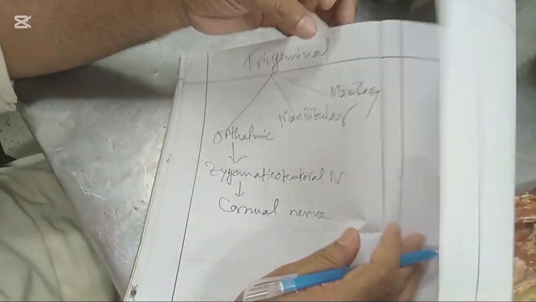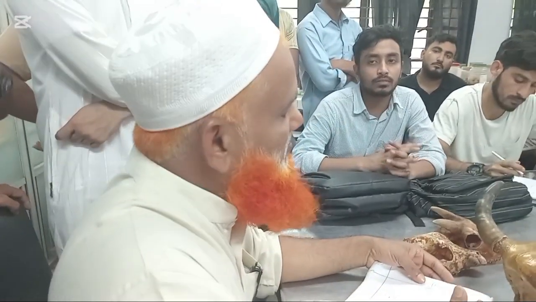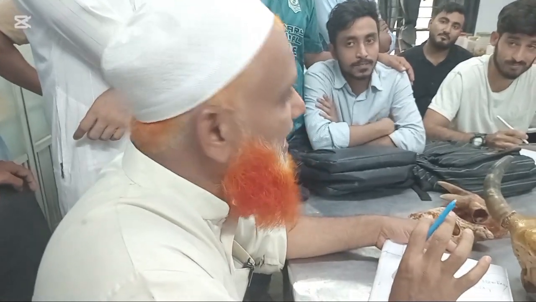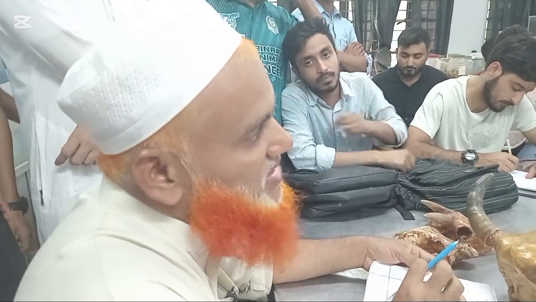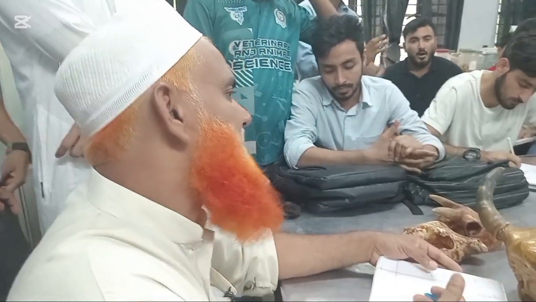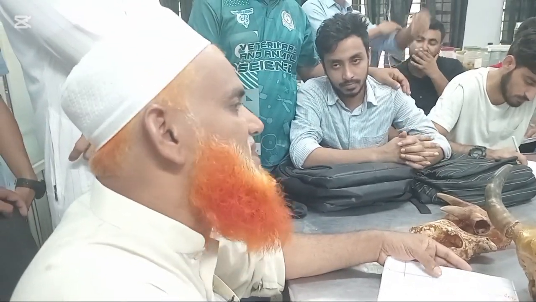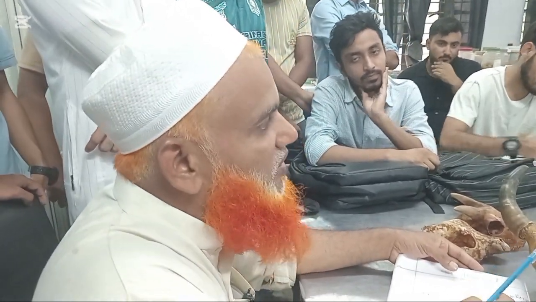Trigeminal is one of the cranial nerves. You know that cranial nerves have 12 pairs. Trigeminal is the biggest cranial nerve, not the longest. Vagus is the longest cranial nerve. You know? Yes, sir. Vagus nerve is the longest cranial nerve.